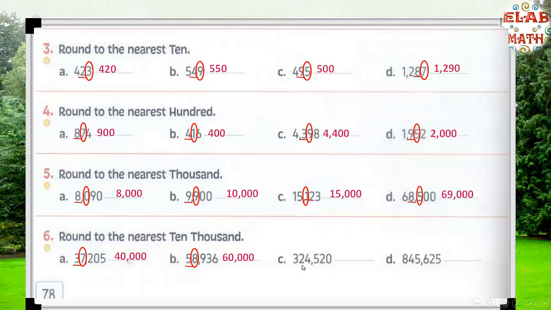Next one, 324,520. In 10,000 place we put a line under this digit and circle the next digit 4. 4 is less than 5, that means you should write 2 without a change. The answer will be 320,000. Last one, we have 4 in 10,000 place. Circle next digit 5. We said 5 or more, you should add 1 to the digit in this place. The answer will be 850,000.